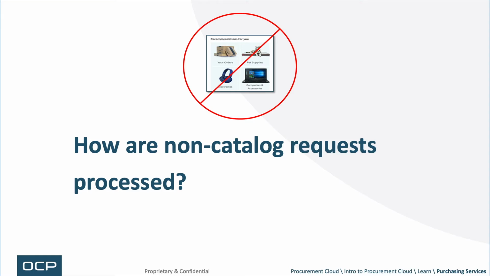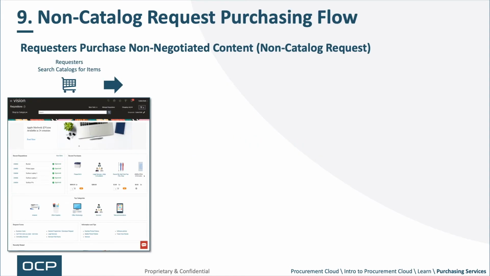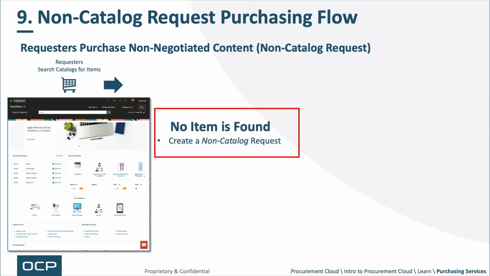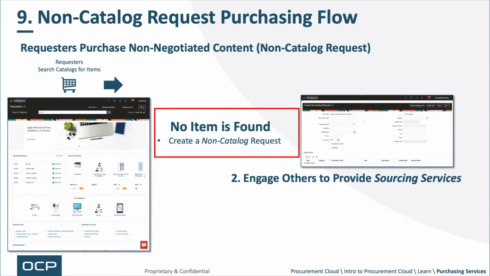How are non-catalog requests processed? Well, we knew that with a catalog request, we were going to add items to the cart, submit them for approval, etc. However, because this has not been sourced, the path that this particular request takes is slightly different. We start the same: we search the catalogs for items, and we don't find them. So what happens when no item is found? Like we just said, we create a non-catalog request. That non-catalog request is used to engage others to provide what are called sourcing services, which we'll detail at length in the sourcing services video.